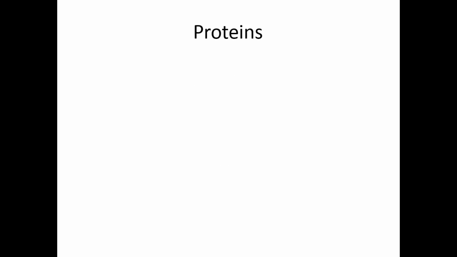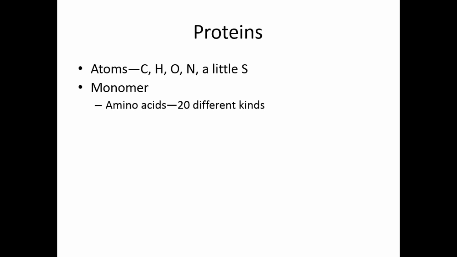Our third molecule is the protein. The atoms involved in proteins are carbon, hydrogen, oxygen, and nitrogen, and some of the amino acids contain sulfur. The monomer is the amino acid, and there are 20 different kinds of amino acids. As we stick 2 amino acids together, we have a dipeptide, and then we have polypeptides.